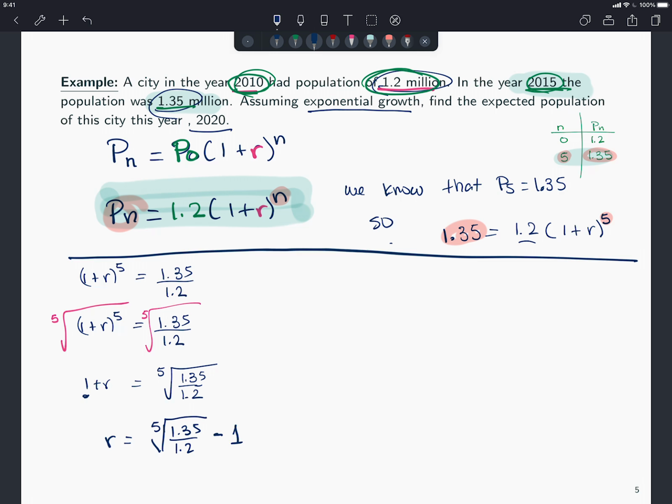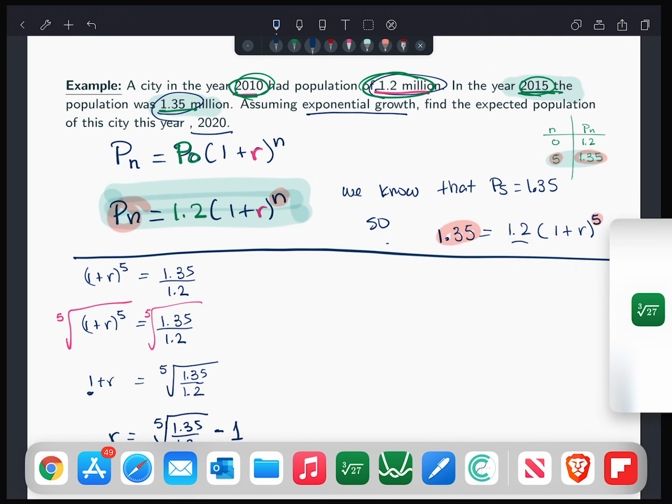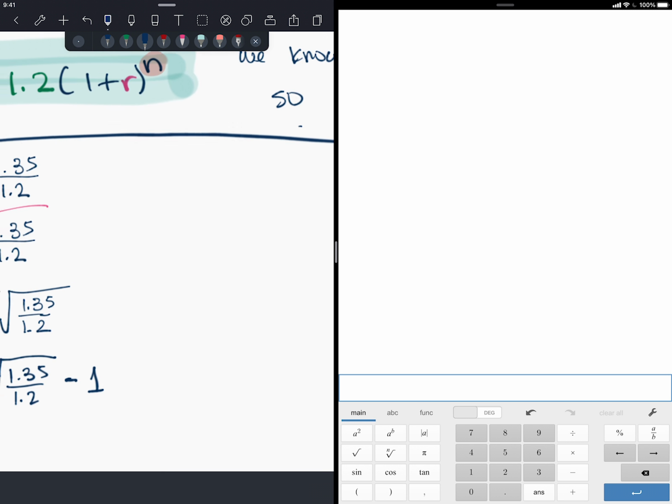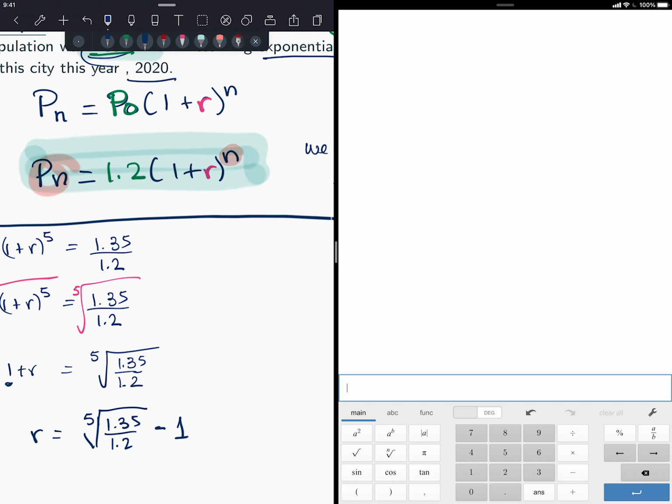Okay, so in the calculator, finally, let's go to Desmos. I'll type the fifth root. If you see the second entry in this row is the nth root, so you can use that. My cursor is up there in the bottom to put the fifth root. Now you can put inside the radical the 1.35 divided by 1.2. I used the division button, and it made this fraction.